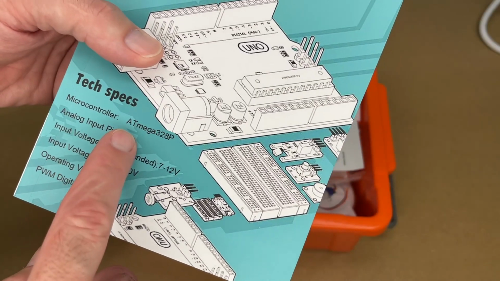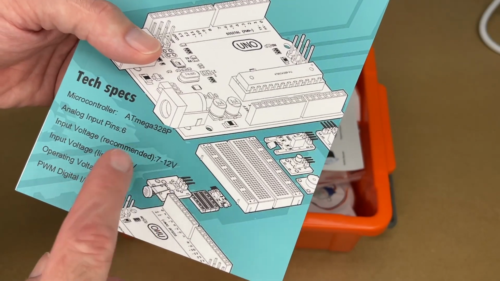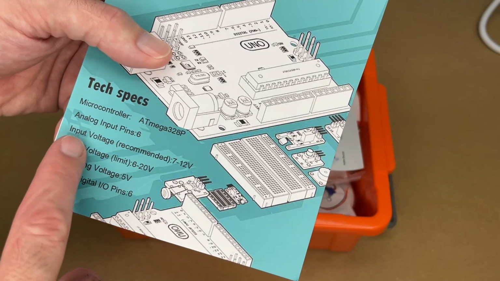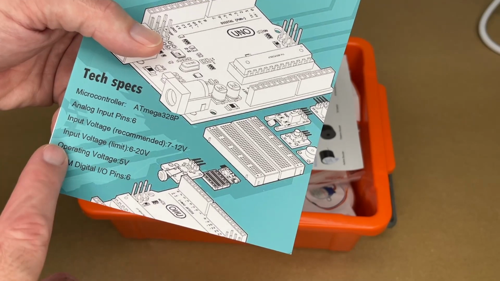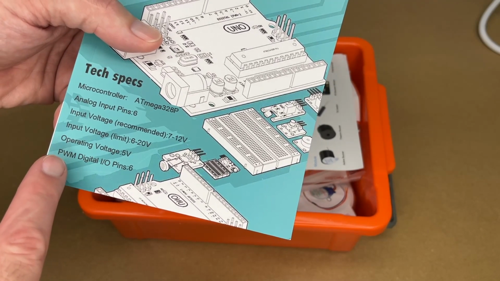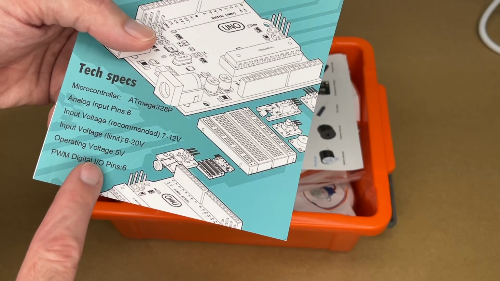Here's the microcontroller. It's an ATmega328P. Analog input pins is 6. Input voltage is 7 to 12 volts. Input voltage limit is 6 to 20 volts. Operating voltage is 5 volts. PWM, that's pulse width modulation, digital I/O pins, is 6.